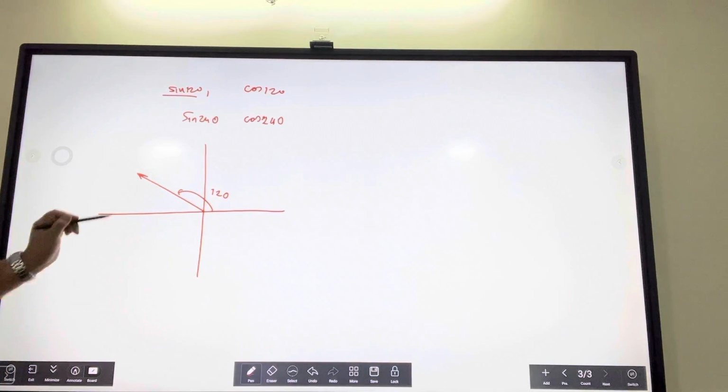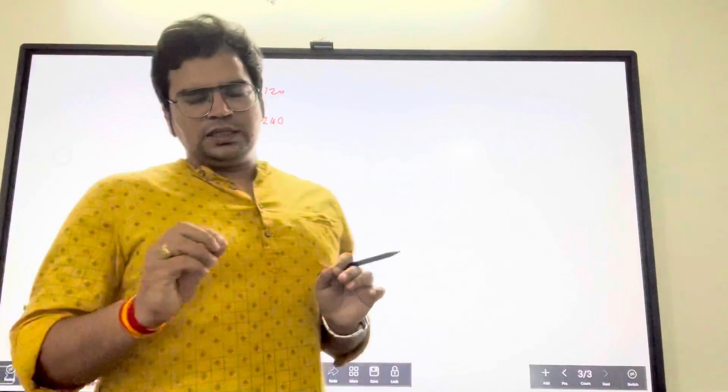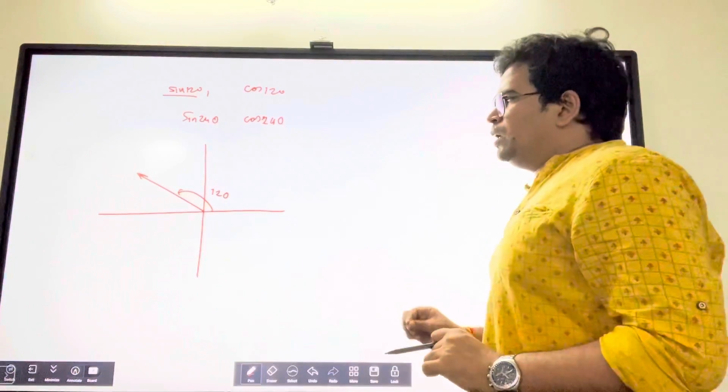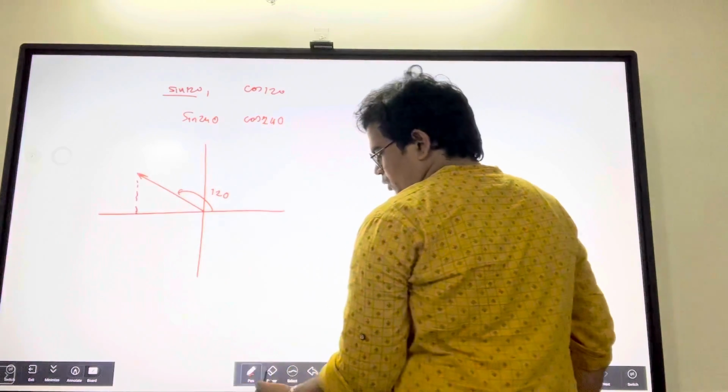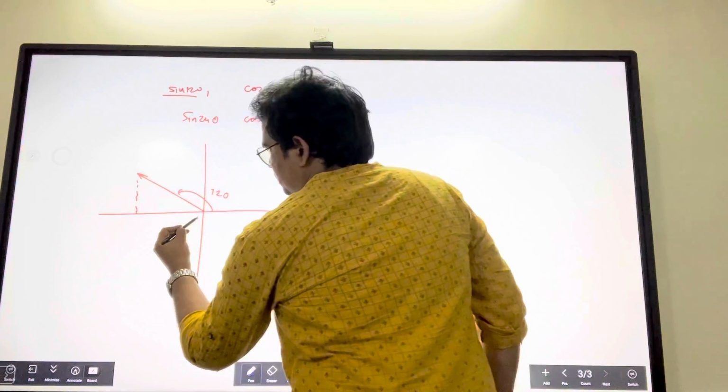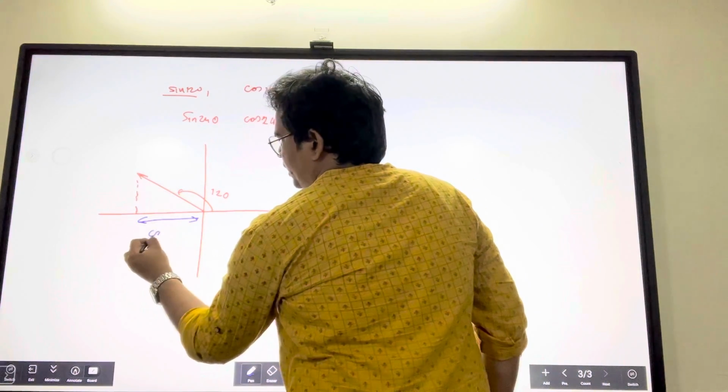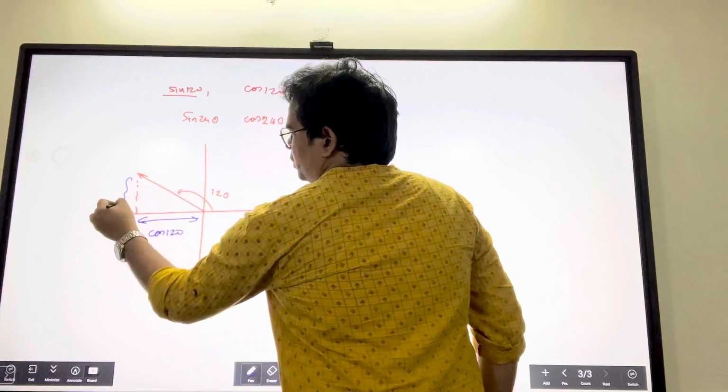Now if I'm measuring the sine of this particular angle, the length that I'll be using to measure or to write the value will be this distance. So this is cos of 120 and this is sine of 120.